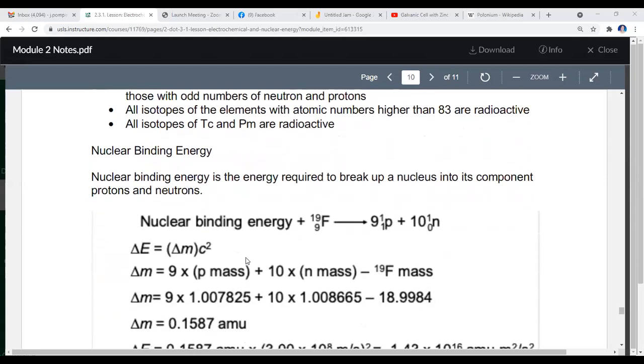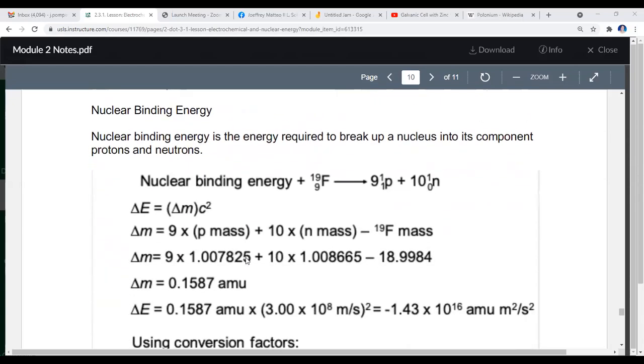Now, the last part here will be nuclear binding energy. I will finish this quickly so that you are free on Thursday. You just read on the rest here and check on the answer to my question a while ago.